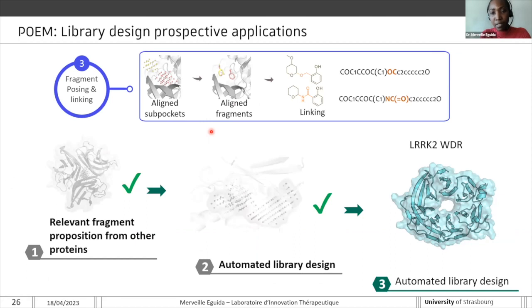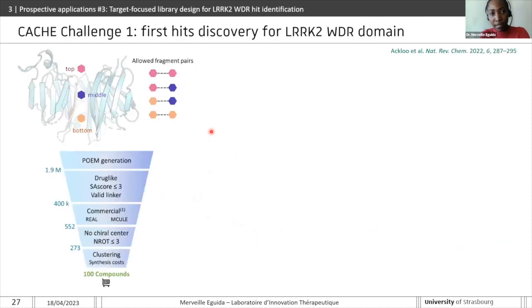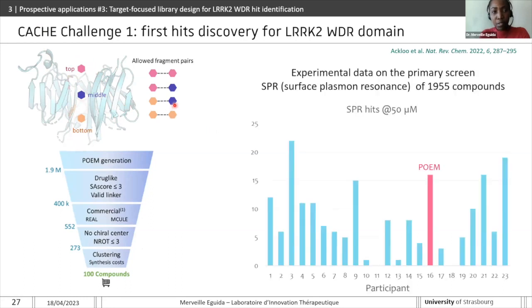And this target is particularly important because it's targeted in Parkinson's, and it's actually the target of the CACHE challenge. So the next application was the CACHE challenge using the same workflow. So I'm going to go quickly through it. We used the same workflow. We computed the pocket representation, and we screened other subpockets and tried to position fragments into the target, and we linked them using the linker. So from this design, we sent the molecules that have been designed, 100 of them, as asked by the organizers, and we sent them away.